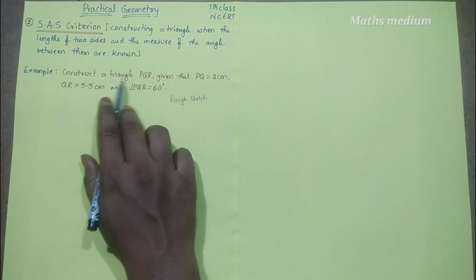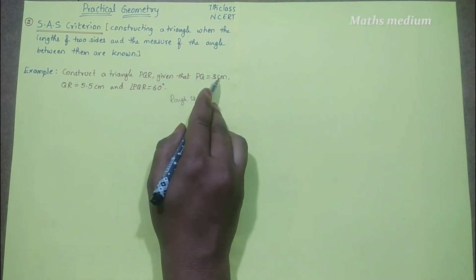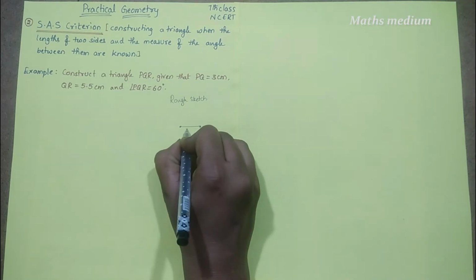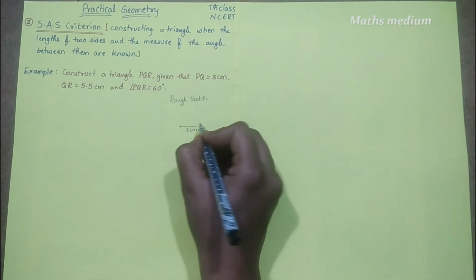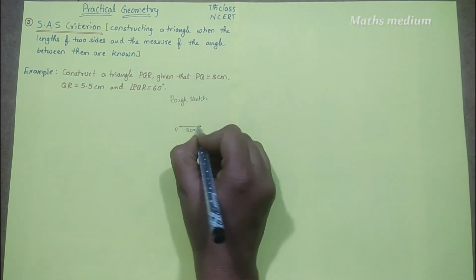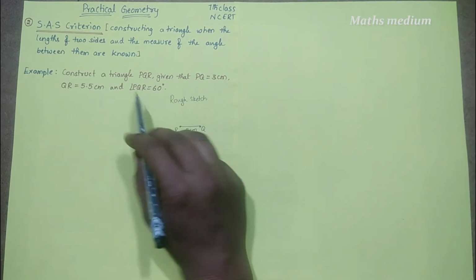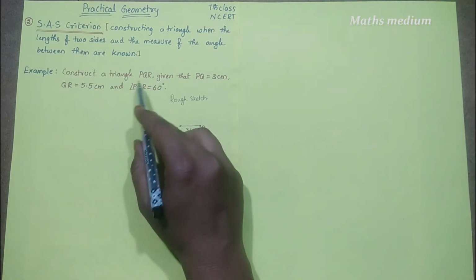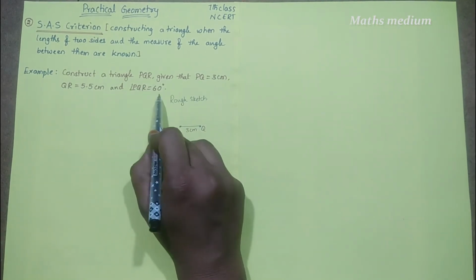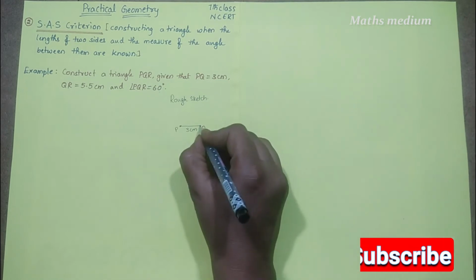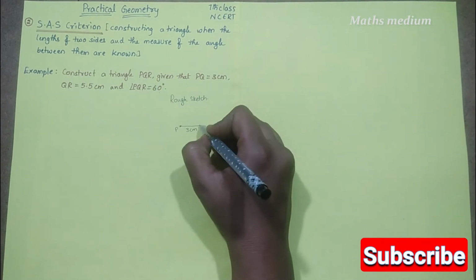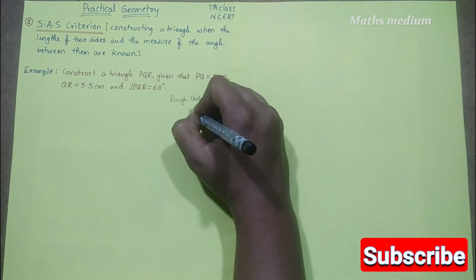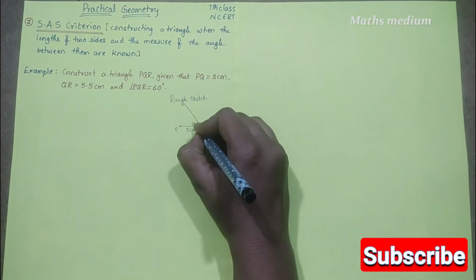See, construct a triangle PQR given that PQ is equal to 3 centimeters. So firstly we have to take a base with 3 centimeters. Now this is P and this is Q, right? Now QR is equal to 5.5 centimeters. We know that. But at the same time angle Q is equal to 60 degrees. So put a protractor here and make 60 degrees here and draw a line through that 60 degrees like this.